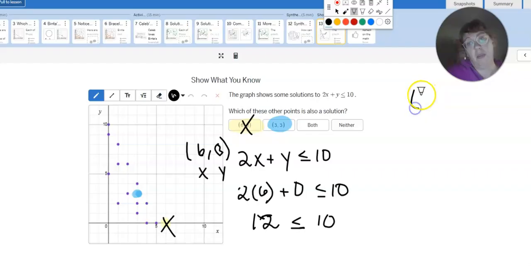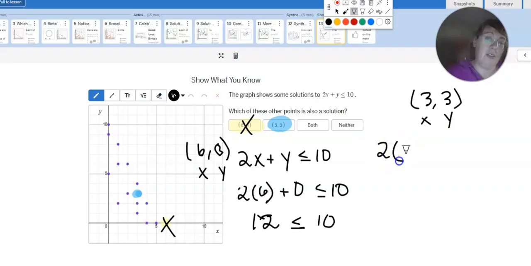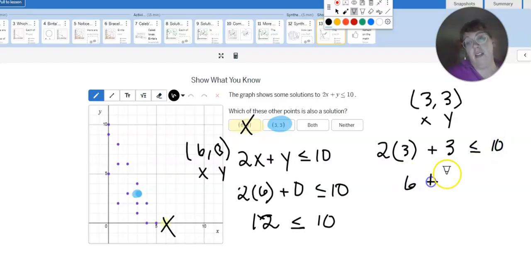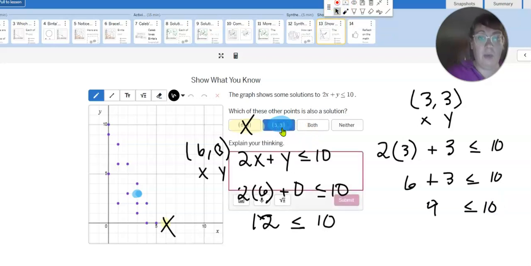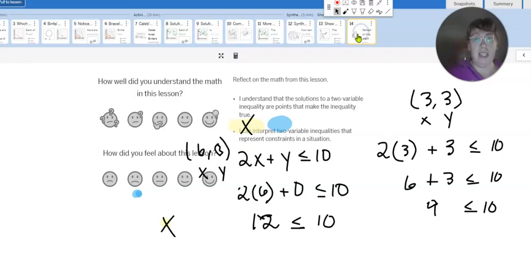Let's look at 3, 3, which tells us that x is 3 and y is 3. So we have 2 times 3 plus 3. 2 times 3 is 6, plus 3 is 9, and 9 is less than or equal to 10. So this solution will work, and you can show your work on the right or explain your thinking of how we know that that blue one will be a solution. And that's the last slide.